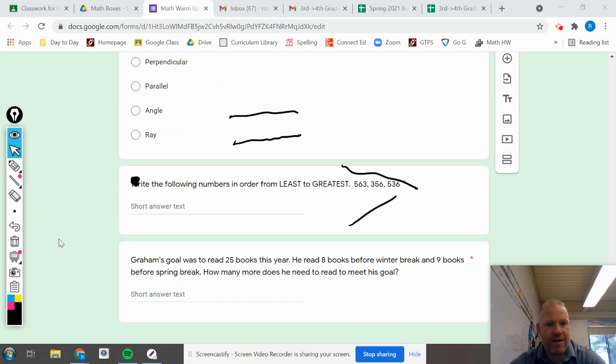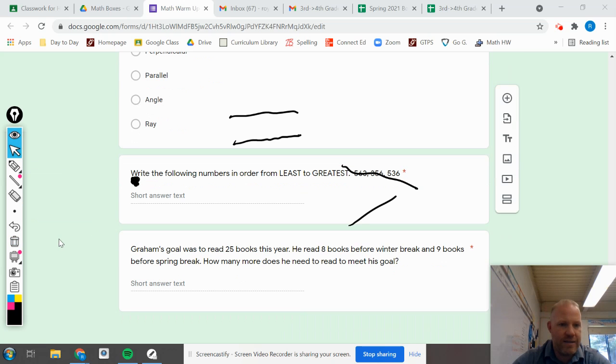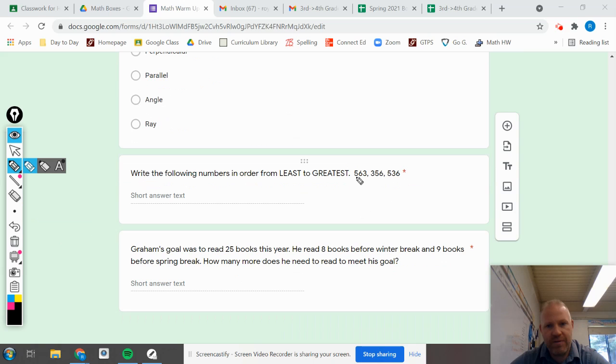Write the following numbers in order from least to greatest. So we look for the smallest number first, so we can look at the hundreds, and we say 500, 300, 500. Well, the smallest is 300. Then we cross that one out, and we go over 560 or 530. So what would be smaller? What's the least? 536. And then finally 563. You can cross those out.